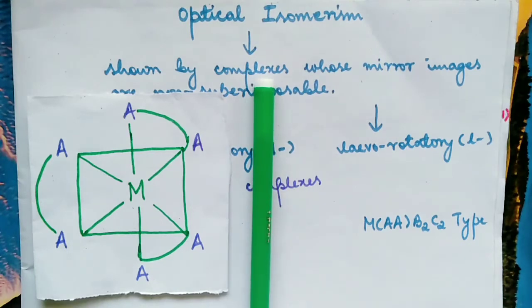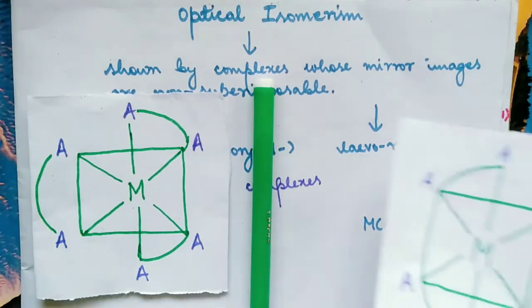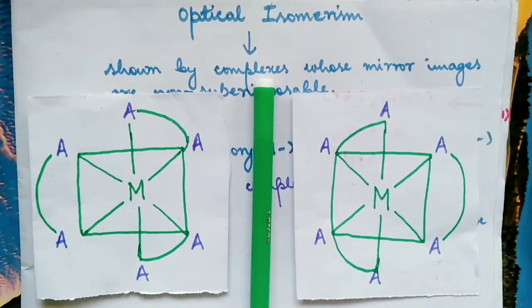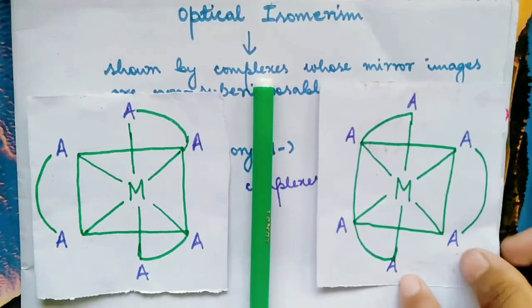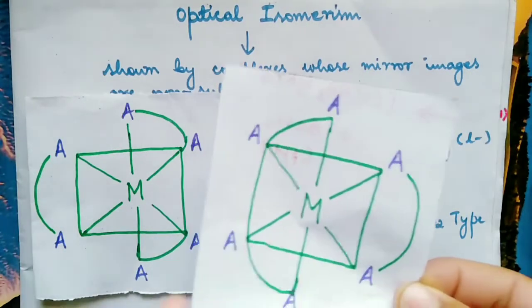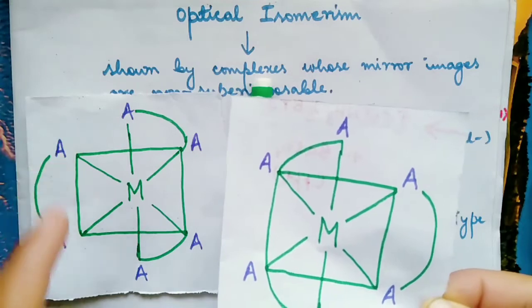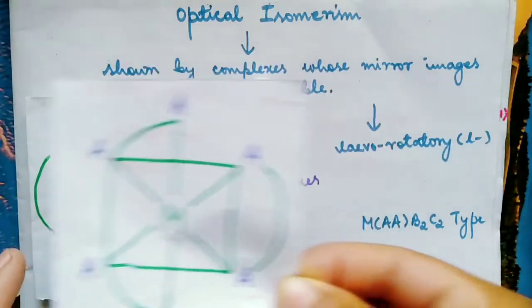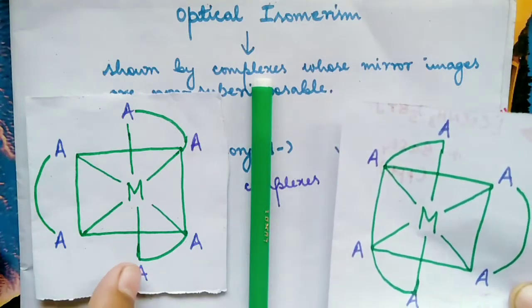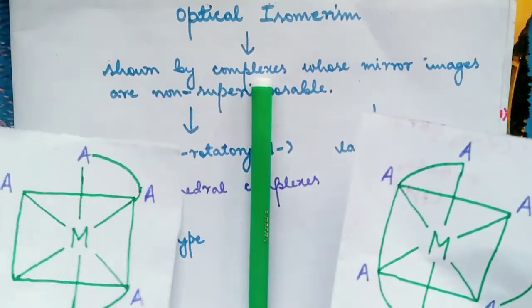This is a mirror. Then this would be the mirror image of this complex, right? So these two are non-superimposable mirror images of each other because they do not superimpose. Just take this one and try to cover this. It will not cover. Here we have AA, here we have AA. So they do not superimpose. That means they do not possess the plane of symmetry. So hence they are non-superimposable.